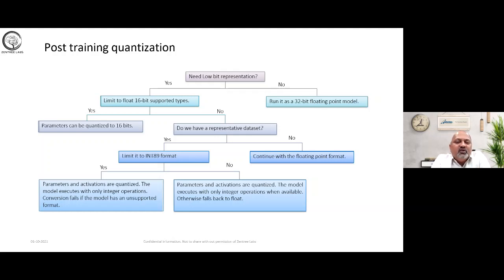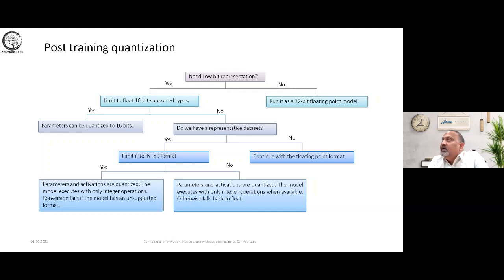Otherwise, do we have a representative data set? Because when I want to down convert, I always have an issue. Do I have data? Can I fine tune it? If needed, can I retrain it? Then if no, continue with the floating point format. If you do not have any representative data set, better you don't touch it. If yes, then limit it to int8 format.